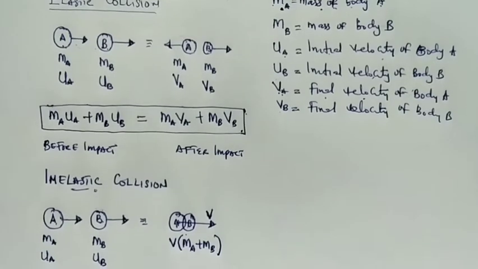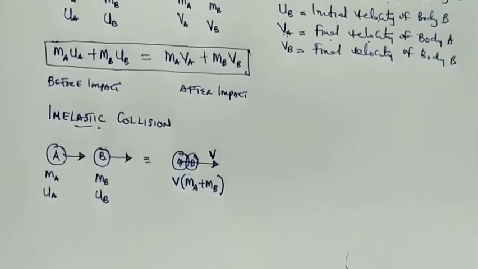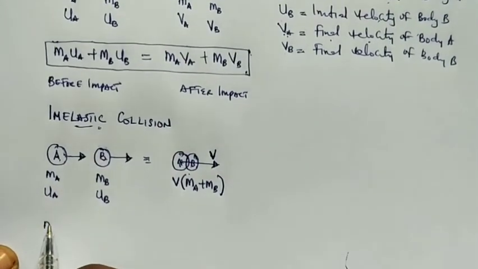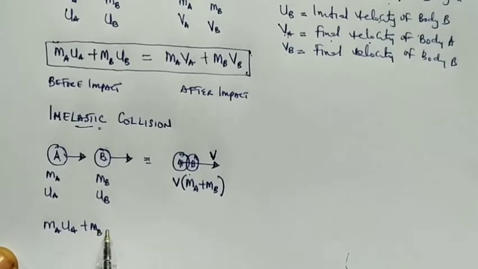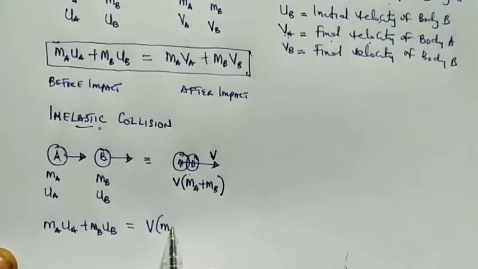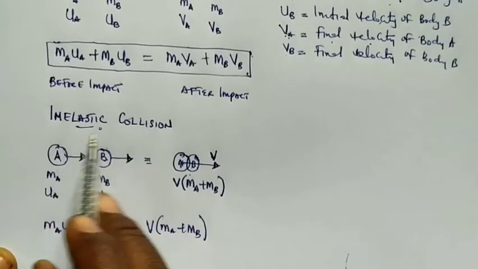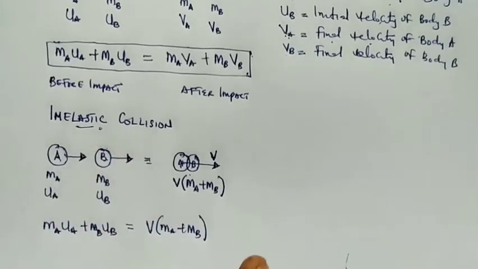So what we're going to say here, we will now say that the momentum before impact, MA UA plus MB UB, is equal to V into bracket MA plus MB. So this is what we call inelastic collision. What I'm trying to say is that in an inelastic collision there is no rebound. In an elastic collision there is a rebound.